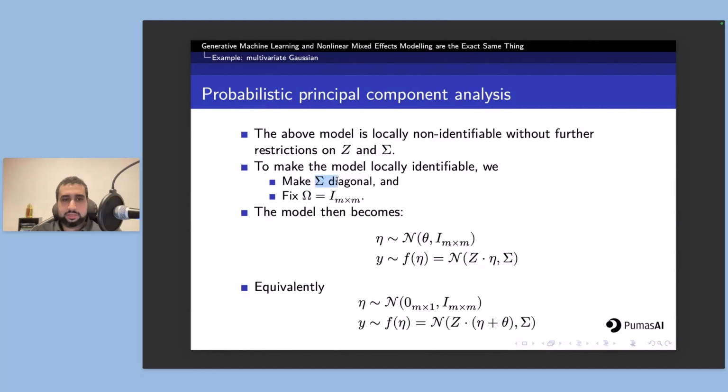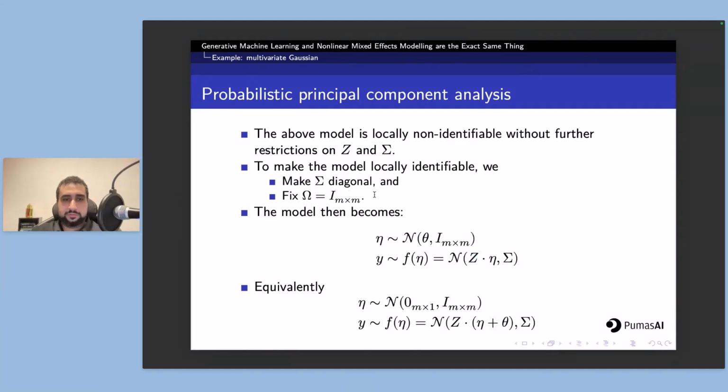And so here I'm going to make sigma a diagonal matrix. I'm going to assume that this sigma here is diagonal. And I'm going to assume that omega is the identity matrix. So here's the identity matrix with size m by m. And this might seem like a very severe restriction, but keep in mind that we are multiplying eta by z, and z has no restrictions. And so the omega could be essentially absorbed by z in this case. And so you don't actually lose generality by doing this.